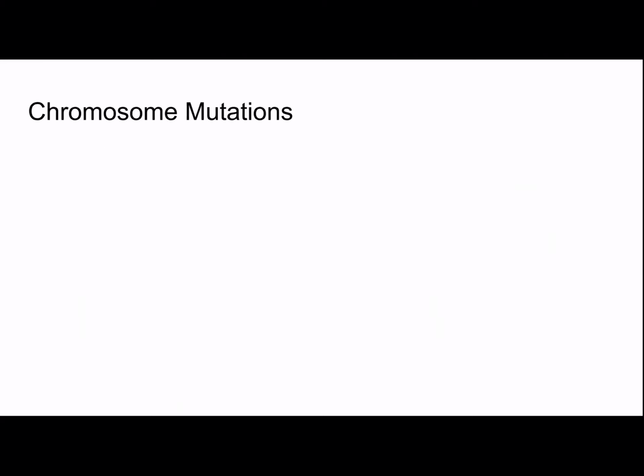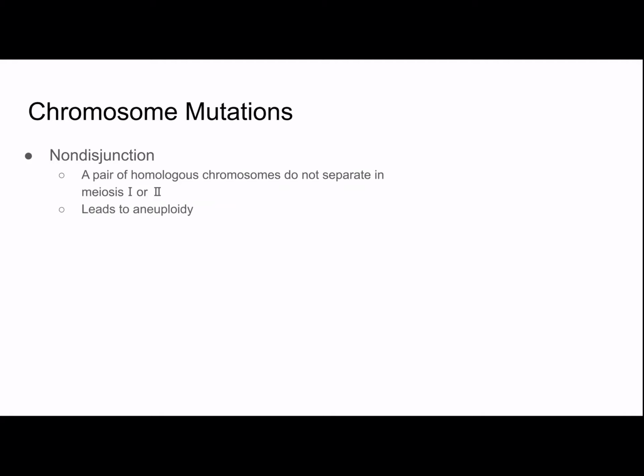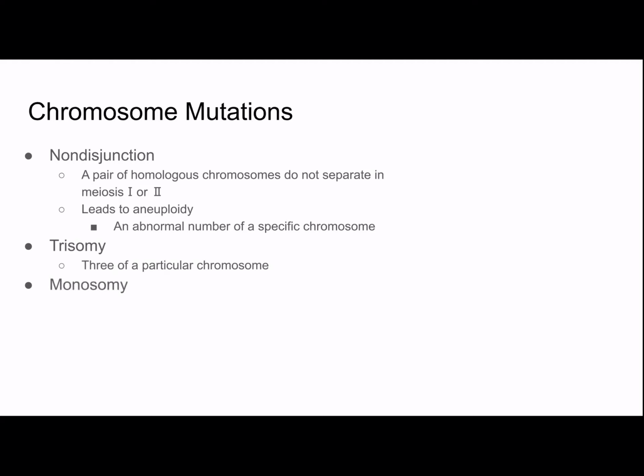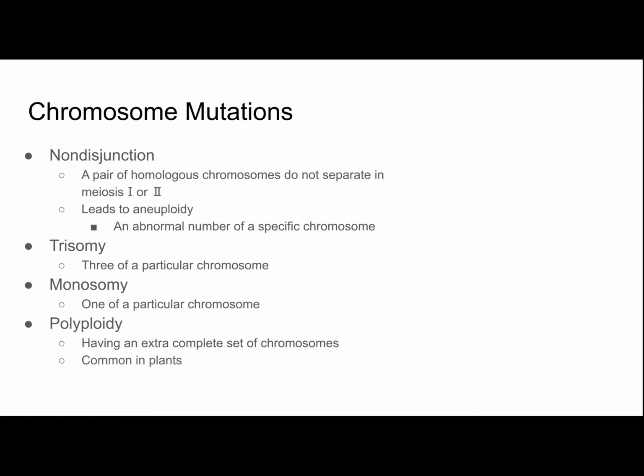Chromosome mutations. Non-disjunction is when a pair of homologous chromosomes do not separate in meiosis 1 or meiosis 2. This leads to aneuploidy, which is an abnormal number of a specific chromosome. And unfortunately, this leads to many problems in the offspring. Trisomy is 3 of a particular chromosome. Monosomy is 1 of a particular chromosome. Polyploidy is having an extra complete set of chromosomes, which is actually pretty common in plants, surprisingly.